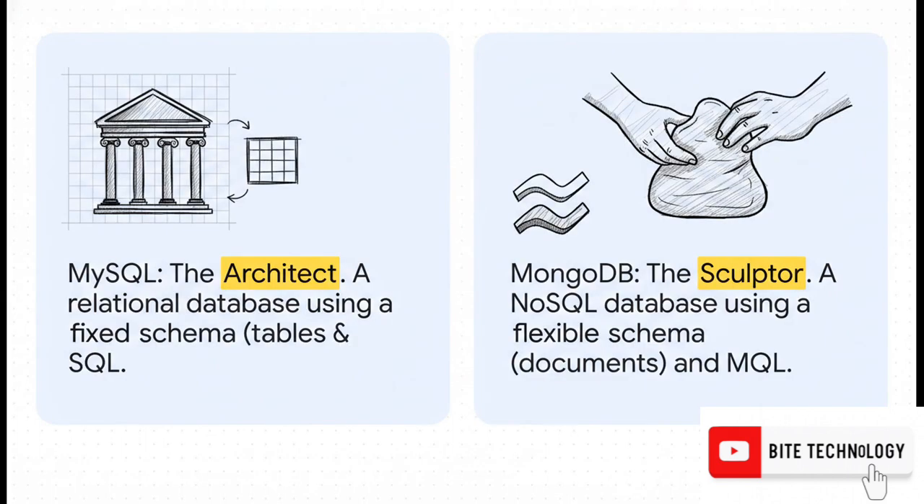And this is where that whole architect versus sculptor thing really clicks. See, MySQL, our architect, is all about that rigid relational model. It needs a fixed blueprint, you know? Everything has to fit into neat tables and rows. But MongoDB, the sculptor, totally different story. It's a NoSQL database. It just hands you a lump of clay, basically a JSON-like document, and says, hey, shape this however you want. We're talking about two completely different toolkits for two very different kinds of builders.